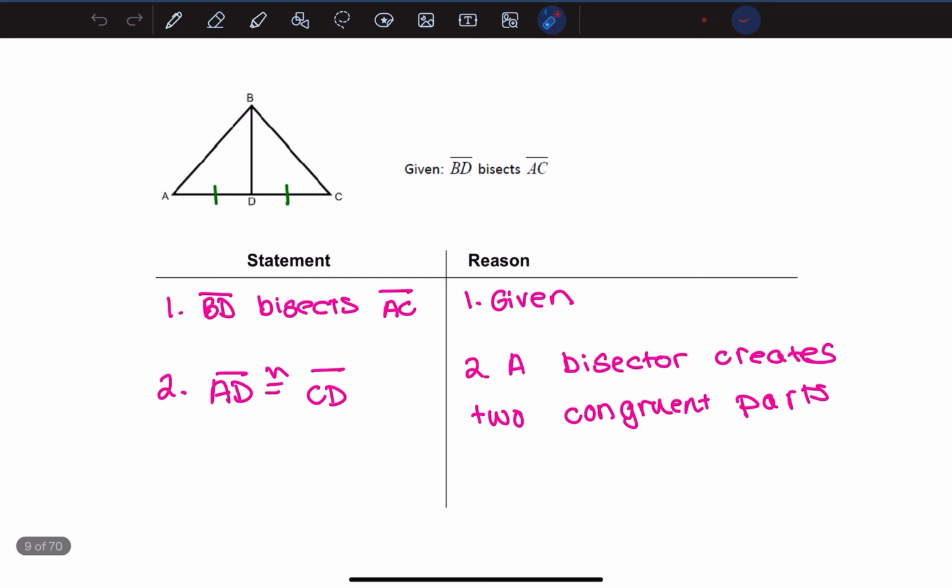Similarly, if BD bisects AC, we know that AD is congruent to DC. Write your given information, write your conclusion, give a reason. Again, we're using the definition of a bisector.